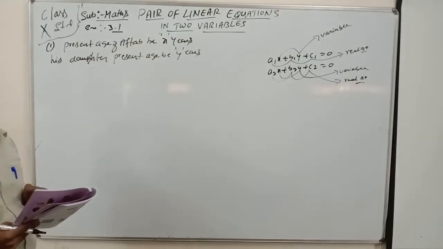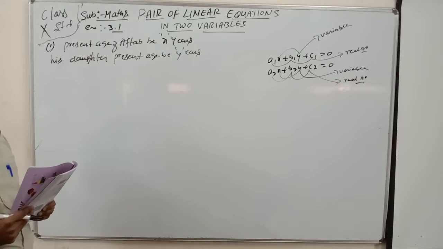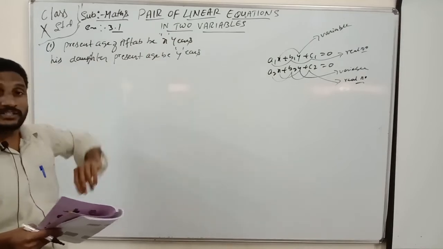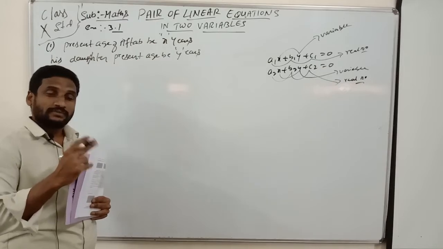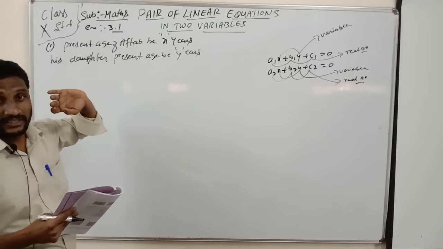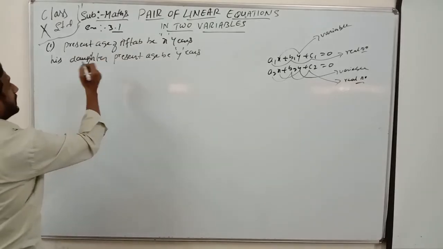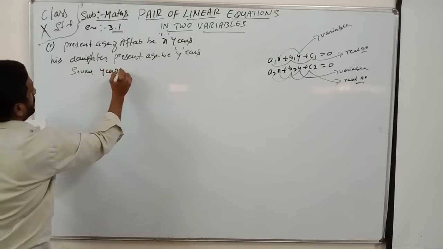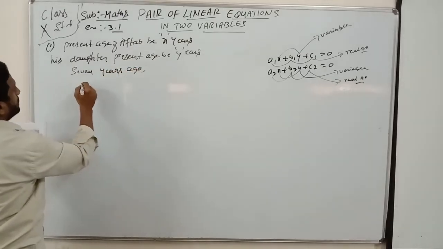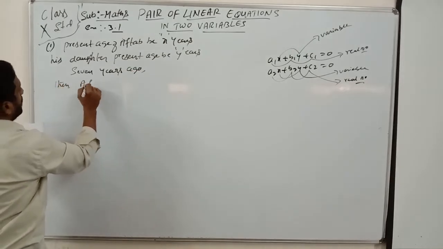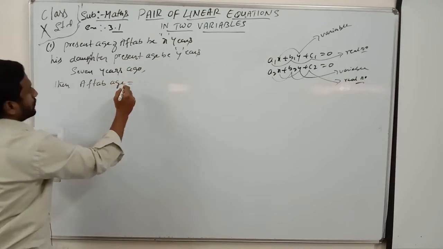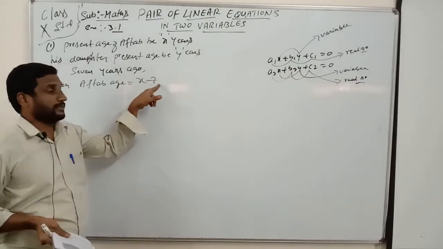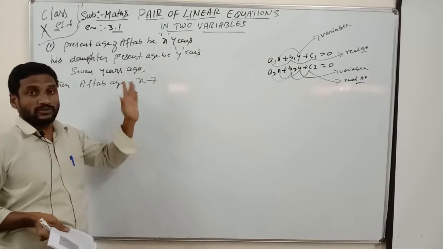So 7 years ago, how much will it be? For example, if you are 15 years now, 7 years ago it is 15 minus 7, which is 8 years. Similarly, 7 years ago Aftab's age is x minus 7. Don't do 7 minus x, okay.